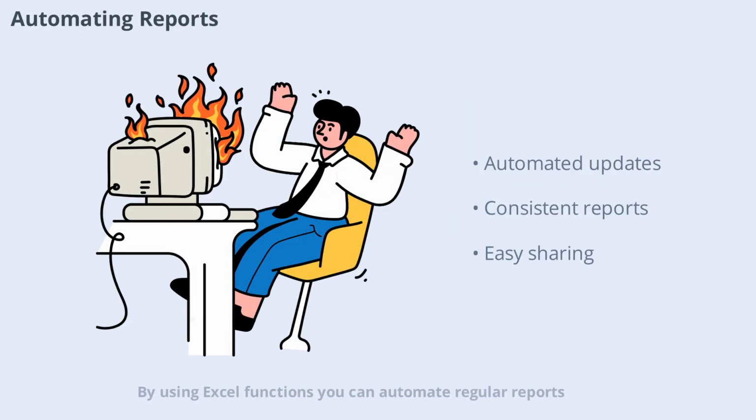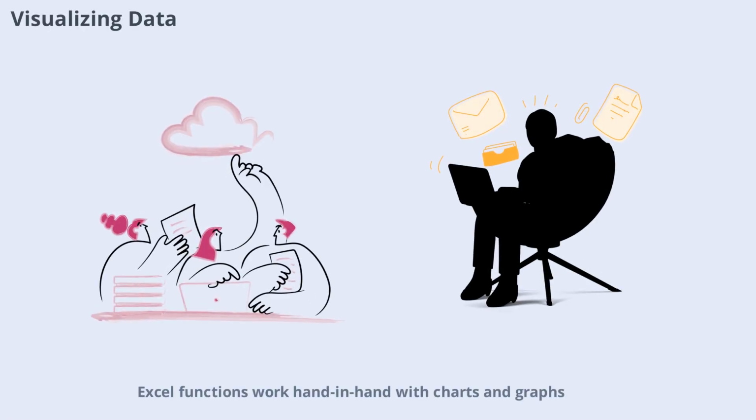By using Excel functions, you can automate regular reports. Set up your formulas once, and Excel will update the results automatically as new data is added. This saves time and ensures your reports are always up to date, making it easier to share insights with your team. Excel functions work hand in hand with charts and graphs. Once you've calculated totals, averages, or counts, you can visualize your data for clearer insights.